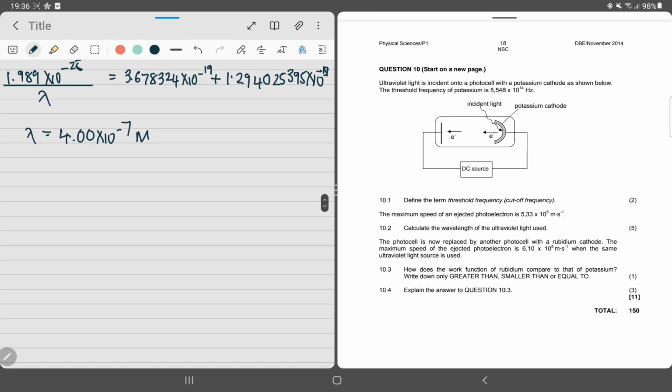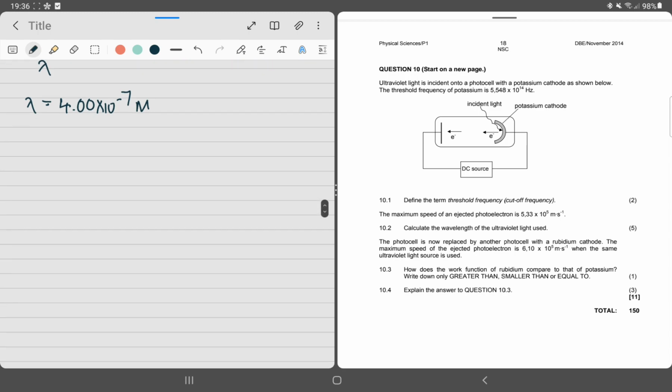The photocell is now replaced by another photocell with the rubidium cathode. The maximum speed of the ejected photoelectron is 6 times 10 to the exponent of 5 meters per second when the same ultraviolet light is used. How does the work function of rubidium compare to that of potassium? Write only greater than, smaller than or equals to. So it is smaller than.